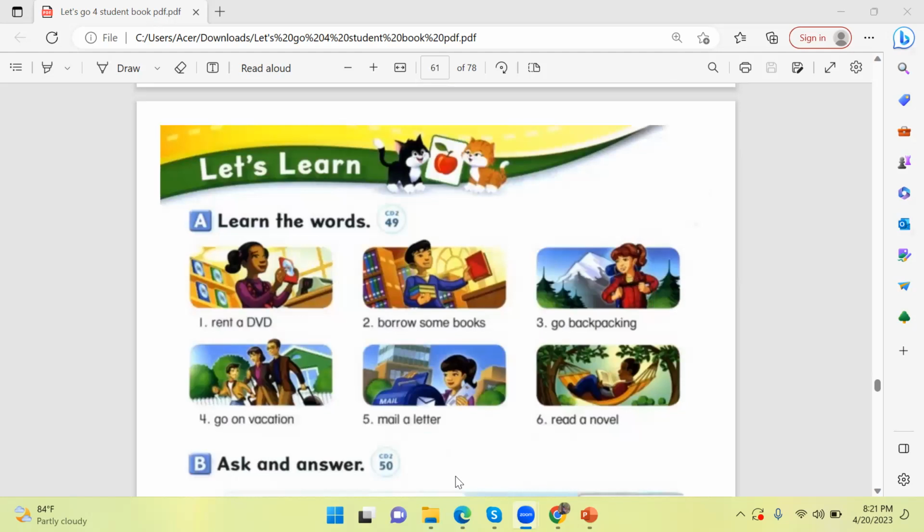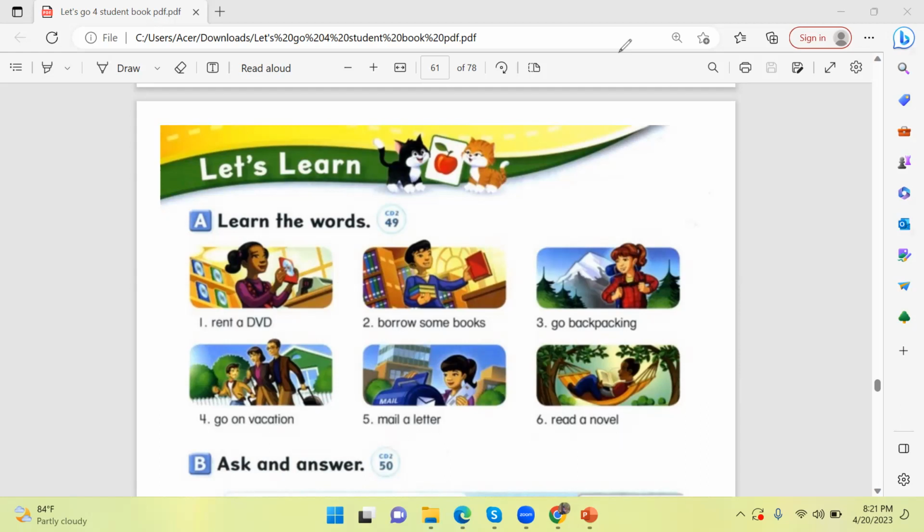Learn the words. We have here different words. First word, what is this? Rent a DVD. Very good. That's one. Number two? Borrow some books. Very good. Number three? Go backpacking. Very good. Number four? Go on vacation. Very good. Number five? Mail a letter. Very good. Number six? Read a note. Very good.